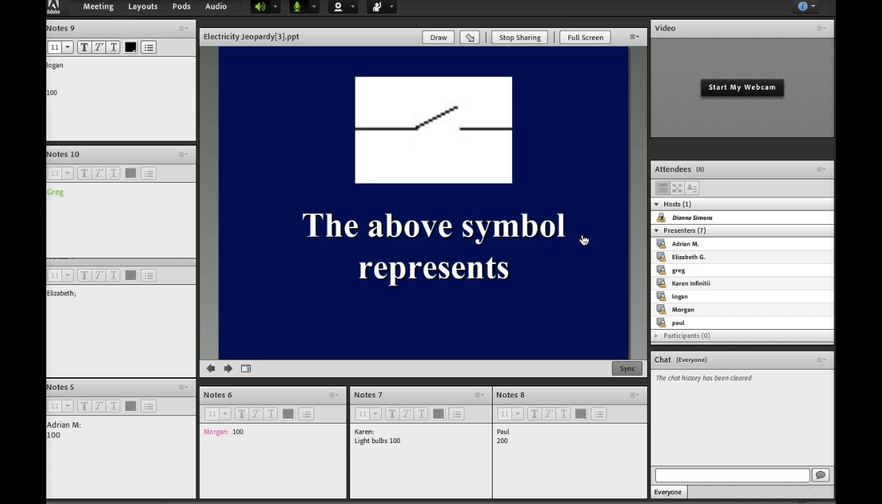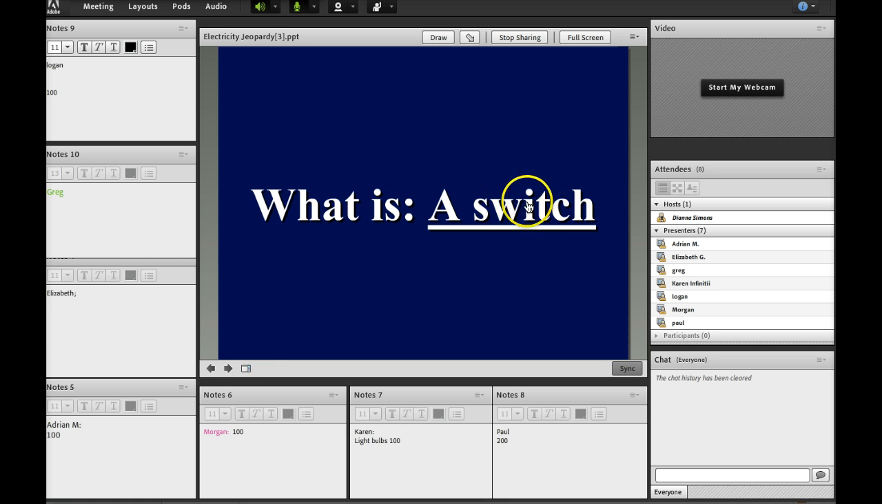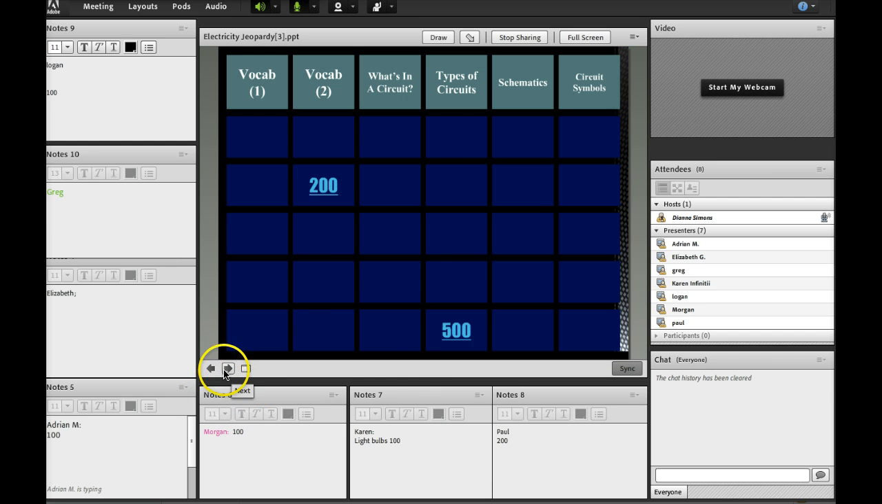Circuit symbols. Circuit symbols for 300. All right, what does this represent? The above symbol represents what? It's one of those things that opens and closes in a circuit. It is called a... Anybody? Anybody? All right, you guys that are here, do you know? If you don't, that's okay. That's why we're doing this review. Adrian is saying it's an open circuit. Yes, Adrian, it does open the circuit, but there's a specific name for it. That is correct. Okay, ready? It's a switch. So those symbols are going to represent a switch. All right, next.